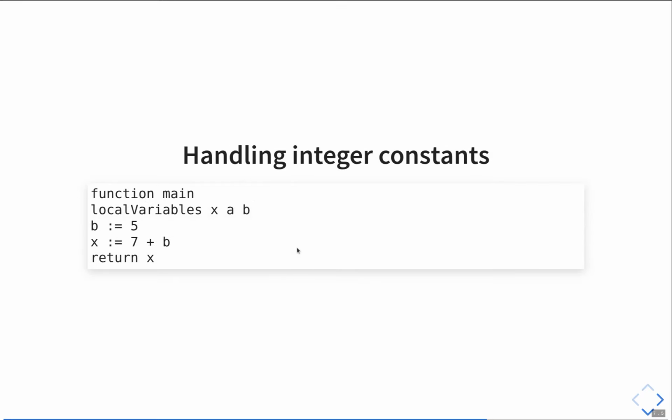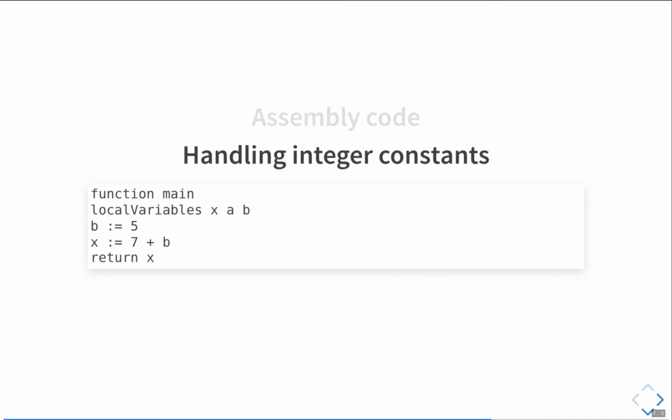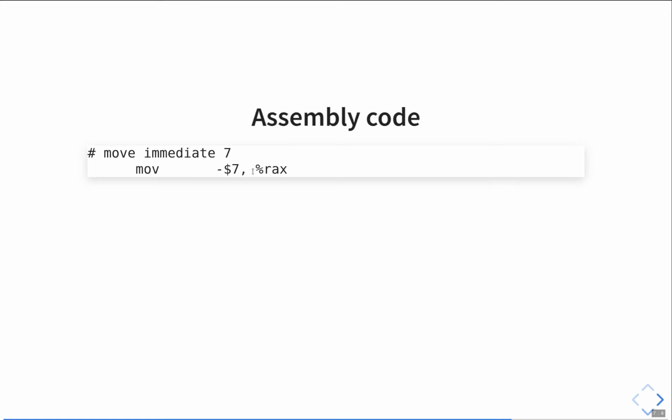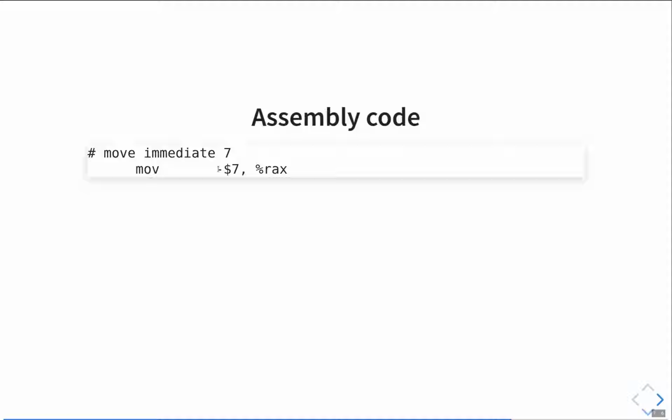Now for integer constants, it's going to be a little bit simpler. We only have to move one variable value. So that's the, well, we have to move both, I guess. But the only value we're moving into RAX here is the immediate value, 7. Was it 7 or negative 7? So it's 7. So there seems to be some sort of typo here. It should be 7.